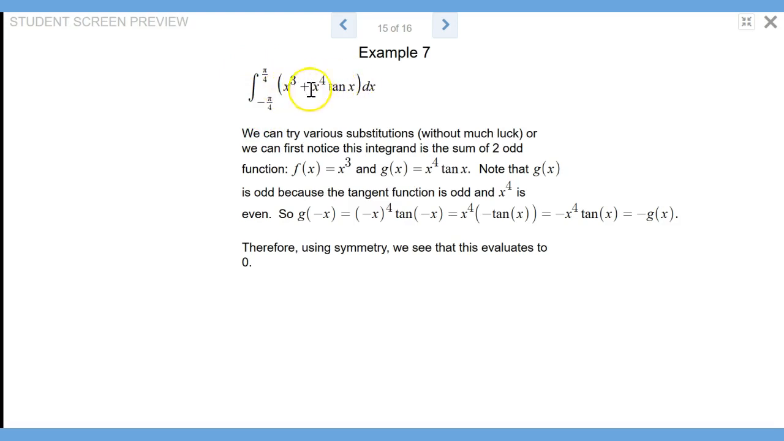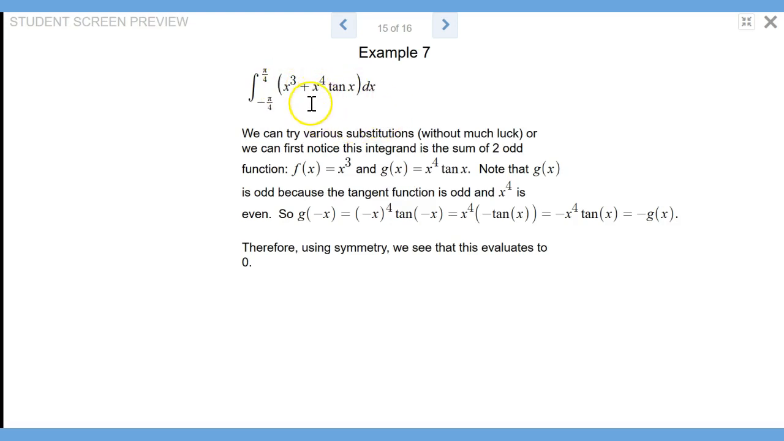And this is an odd function because x cubed is odd and x to the 4th tangent x is odd, because tangent x is an odd function. And we can prove that here. Since minus x to the 4th power is always just x to the 4th, and tangent of minus x is minus tangent x because tangent itself is odd, I get that this entire function is an odd function. So because it's symmetric about the origin, I know that the answer to this is 0.